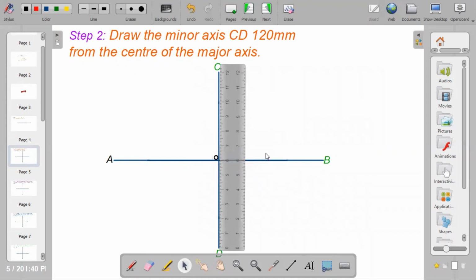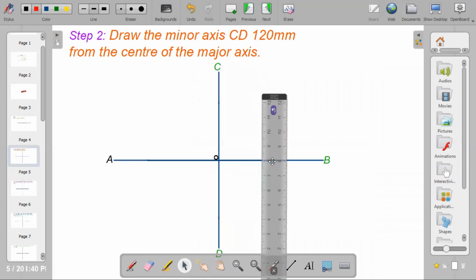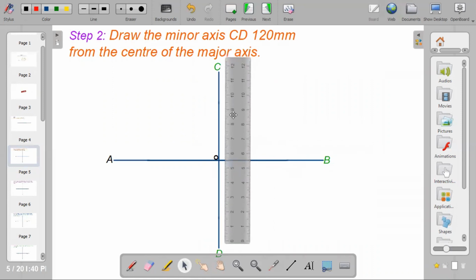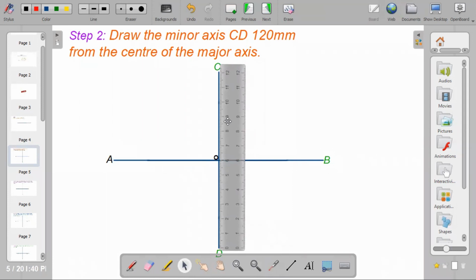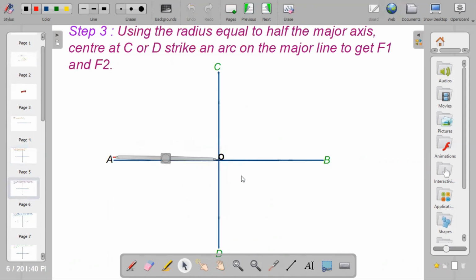Then from point O, place your ruler to get the minor axis. Make sure that O is formed at the center of line AB. So now we have the major axis, which is AB 150 mm, and the minor axis, which is 120 mm.